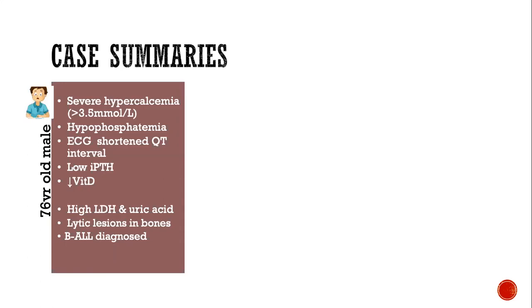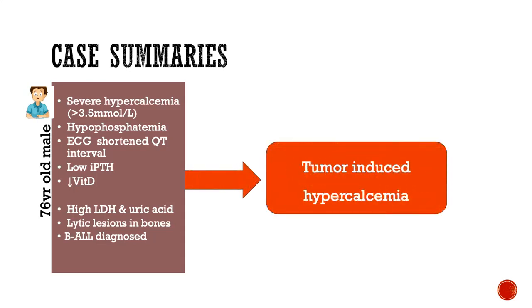So in this patient, severe hypercalcemia together with hypophosphatemia, short QT interval, low intact PTH, and decreased vitamin D, all these are suggestive of tumor-induced hypercalcemia. In addition, there is increased lactate dehydrogenase and uric acid levels with lytic lesions in bones. And finally, he was diagnosed with B-ALL. So it's a straightforward diagnosis of tumor-induced hypercalcemia.